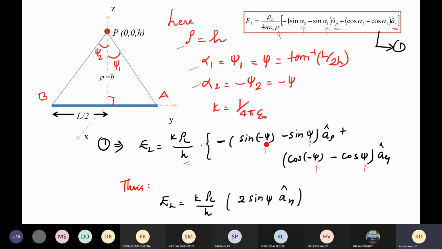So sine psi will become minus sine psi. Minus minus will give 2 sine psi. And this is cos of minus psi, so we know that the value will be cos psi, and this is also already cos psi. Both will cancel each other and give 0. So you can see that what he said, that they will cancel each other, is coming here naturally, mathematically. So this ay component will naturally be lost.